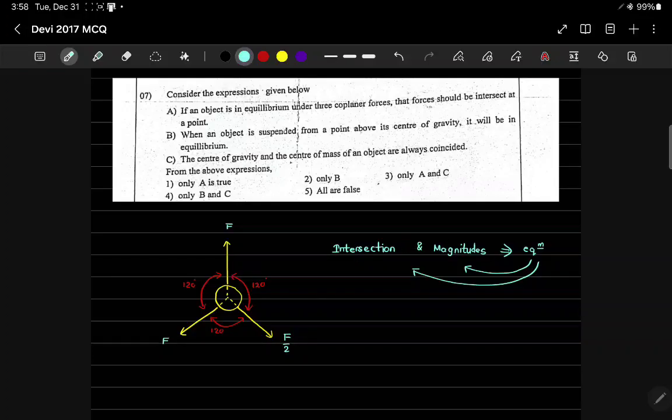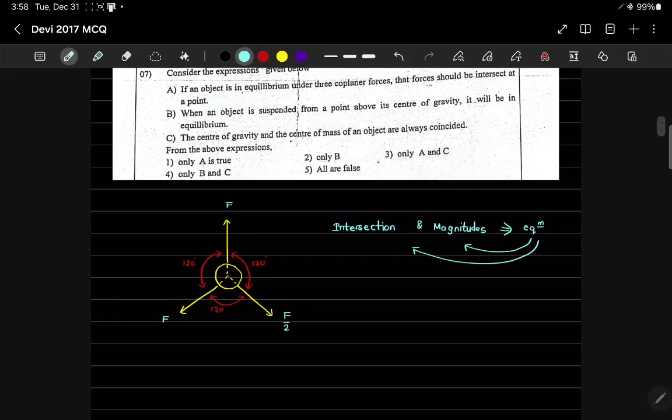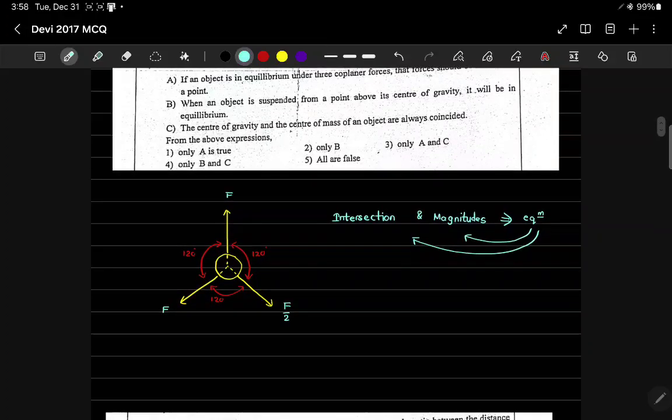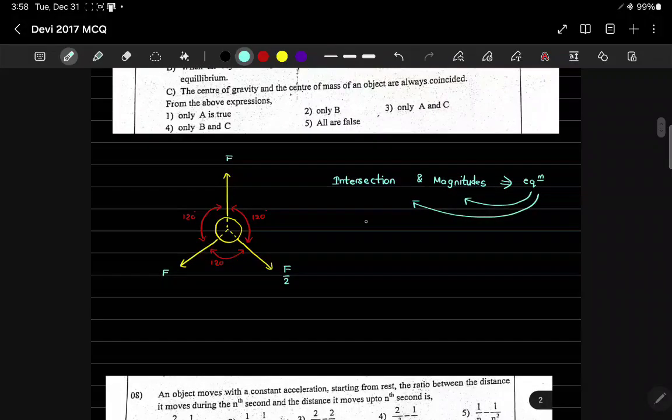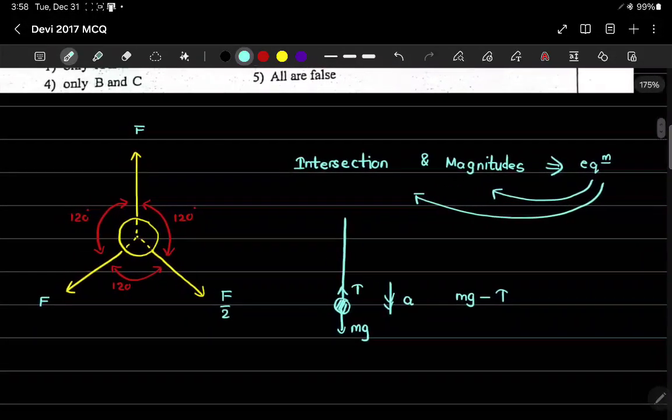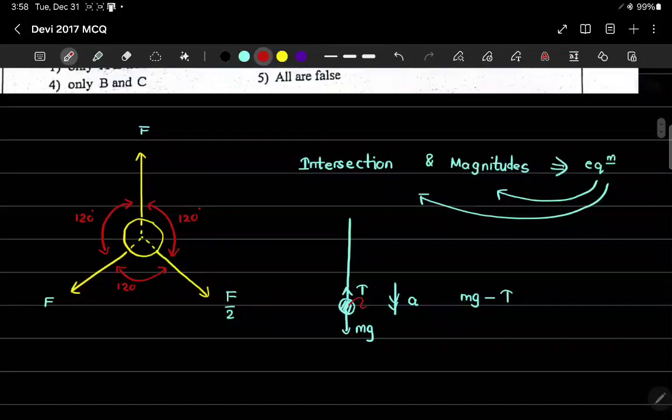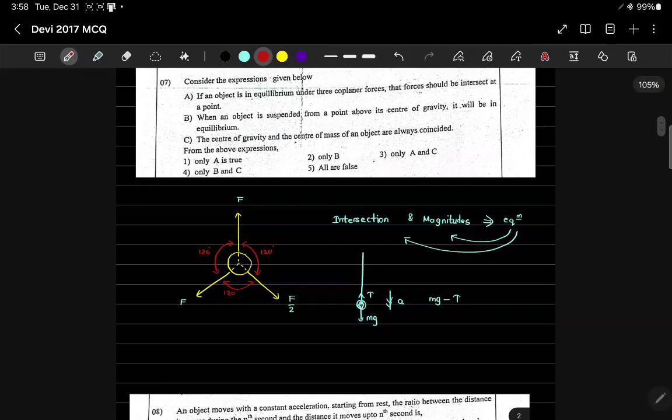Now statement B, when an object is suspended from a point above its center of gravity, it will be in equilibrium. Not necessarily. Now think of an example where you have an object M, the weight is mg, and there is a tension T. Now this could be definitely accelerating because the tension here might not be enough to counterbalance the weight. The center of gravity of this is found somewhere here in the center. So definitely statement B is false.